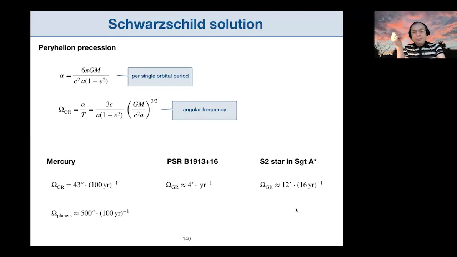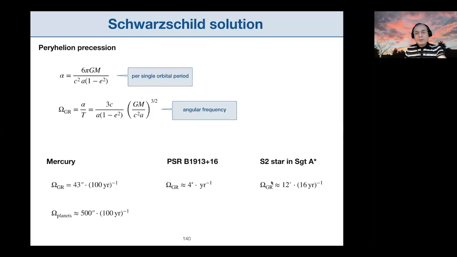Interestingly, quite recently, people managed to observe this effect in a completely different setting. In the center of the Milky Way, there is a supermassive black hole of over 4 million solar masses, accompanied by a system of stars orbiting this heavy center. One of the nearest stars had one full orbital period observed during a longer observation campaign.